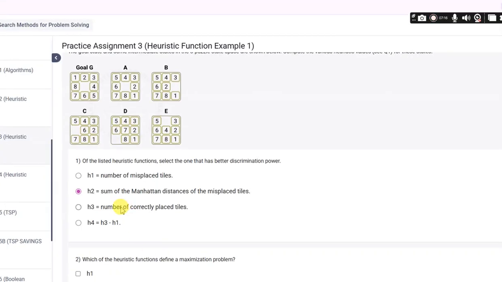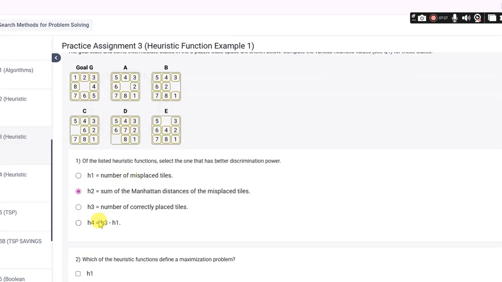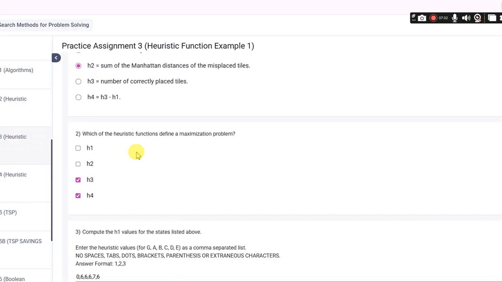The third heuristic function is number of correctly placed tiles. So for A we can see directly the number of correctly placed tiles will be 3 and 7, so it should be 2, and h4 is nothing but h3 minus h1. You can do that. And which of the heuristic functions define a maximization problem?